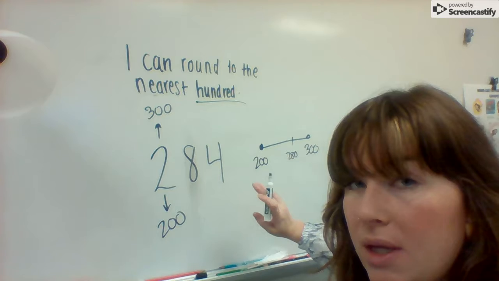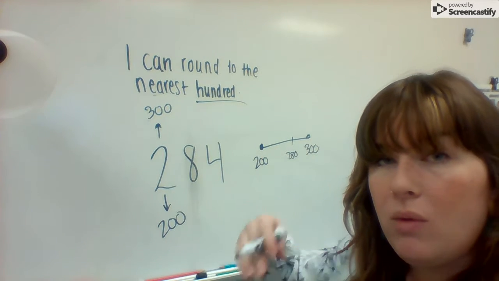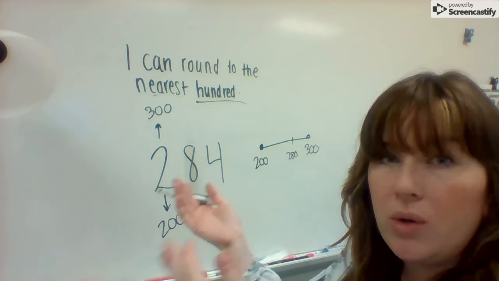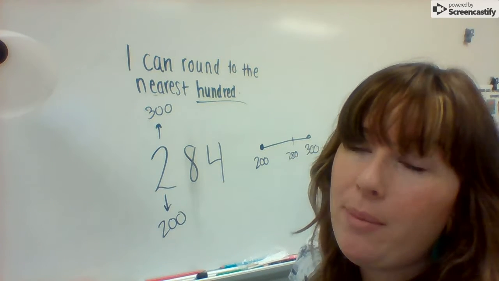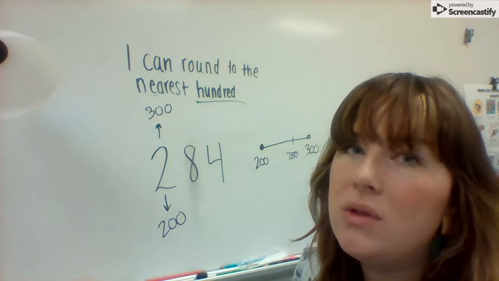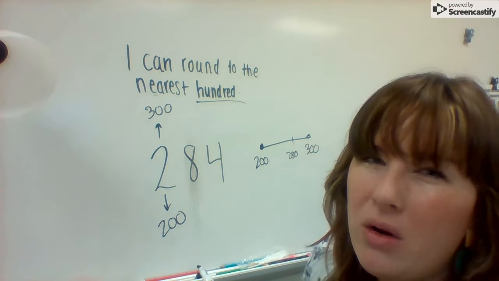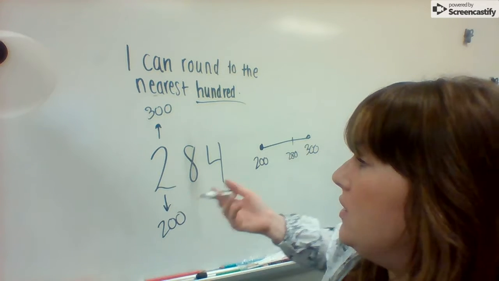Now what I need to do is I need to either count back by tens or count forward by tens to see what it's closest to. Remember, I could count back by ones and I could count forward by ones. There's nothing wrong with that, but it would just take longer. Counting by tens is just a shortcut.